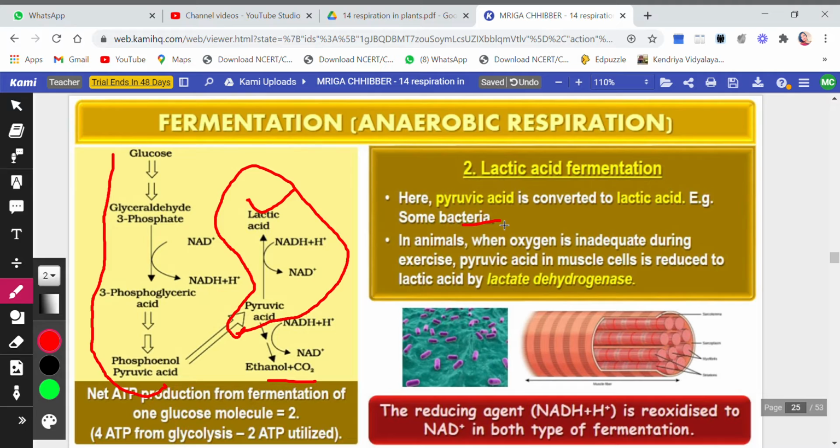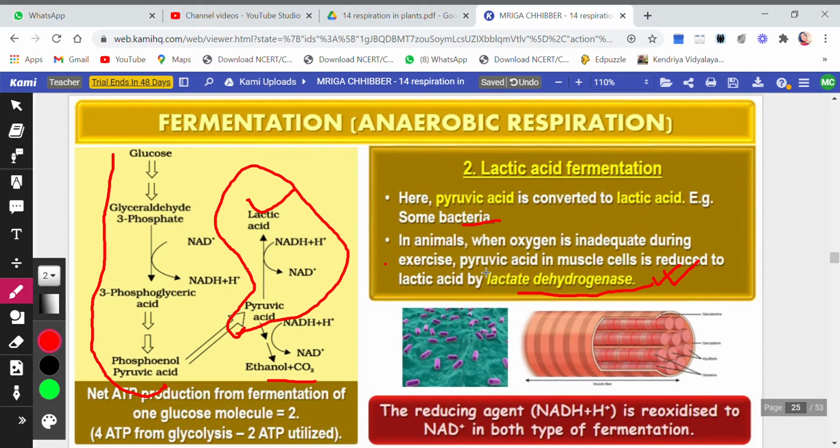Examples are certain bacteria. Even in animals, when oxygen is inadequate during exercise, pyruvic acid in muscle cells is reduced to lactic acid by lactate dehydrogenase. This is the enzyme. Now if suddenly you have started your exercise in the gym, or one fine day you get up and start running, and then you come and say that I have a lot of cramps all over my body, the body is paining. Now why is the body paining? Because suddenly you have asked your body to do a lot of exercise, and for that it requires a lot of energy.